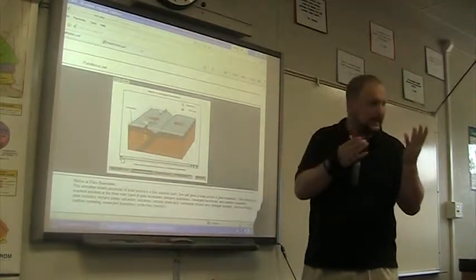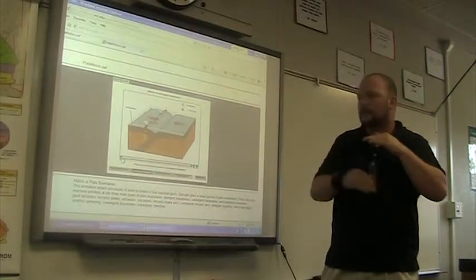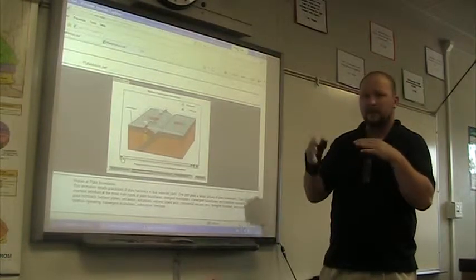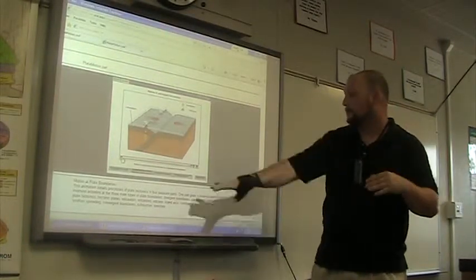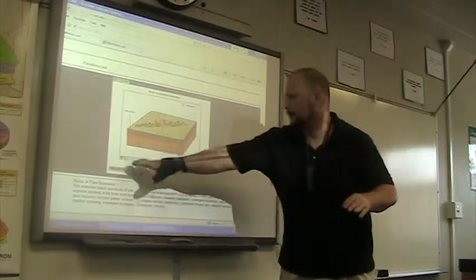So like your Sierra Nevada mountains, that plate's gone because it completely subducted and is gone. Or you have like Mount St. Helens up north, that's on the Juan de Fuca plate, so it's still there. So it's slowly subducting.